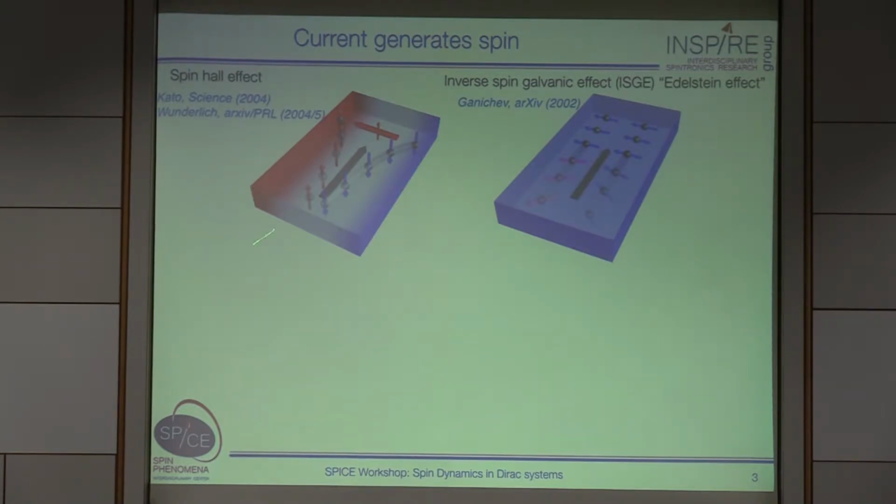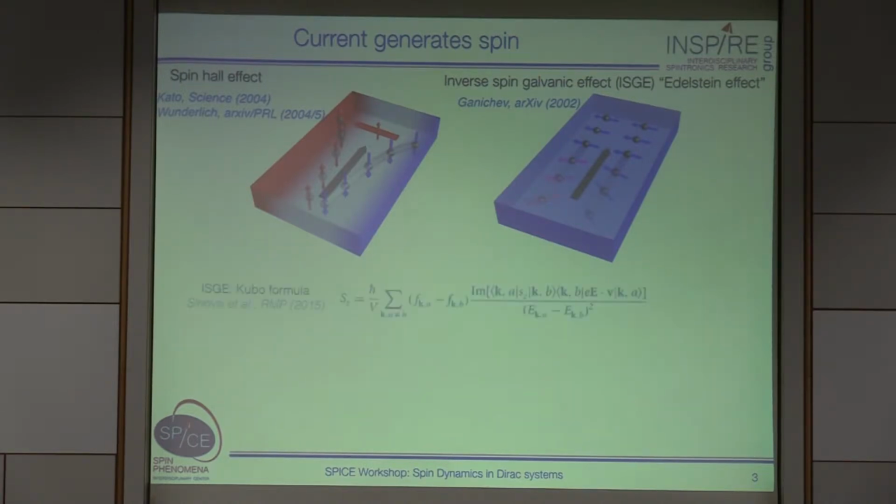So in the spin Hall effect, you basically, due to large spin-orbit coupling, generate the spin current, and at the edges of your sample, you have a non-equilibrium spin polarization. In the inverse spin galvanic effect, you have a local non-equilibrium spin polarization, which comes from the fact that you have a local or global symmetry breaking in your magnet.